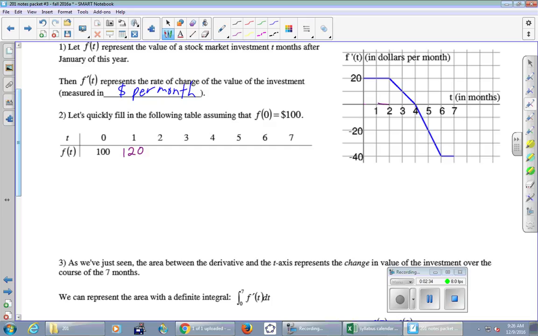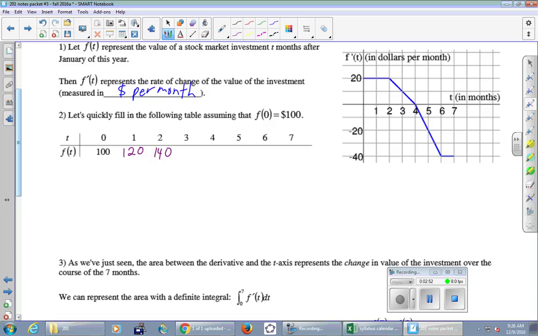And then in the next month, what was happening with the way our investment was changing? Constant $20 increase per month. This is easy. What's the value here? 140. Okay, now what happens in the third month?